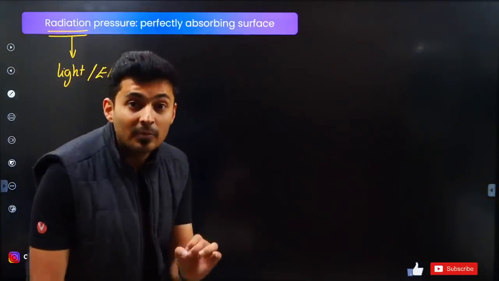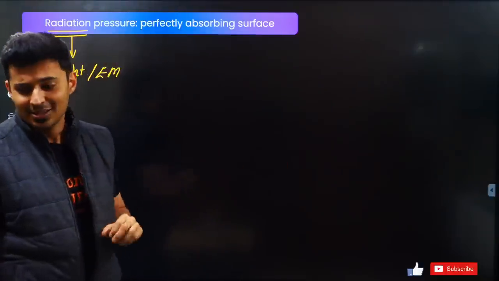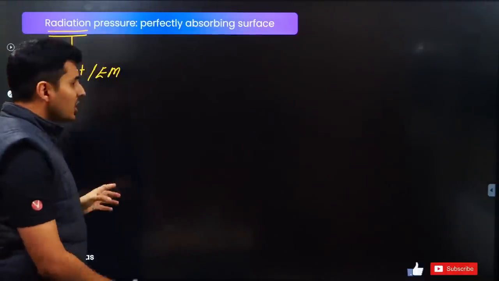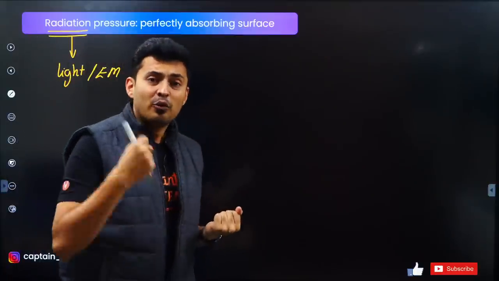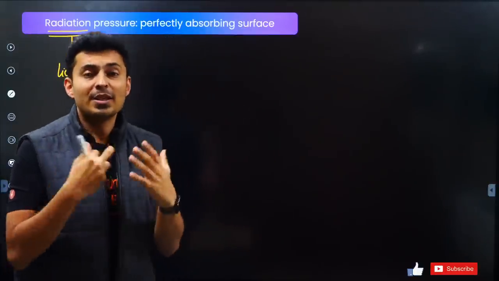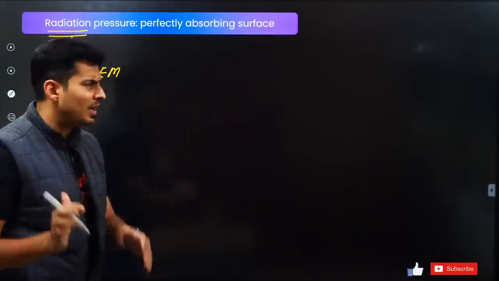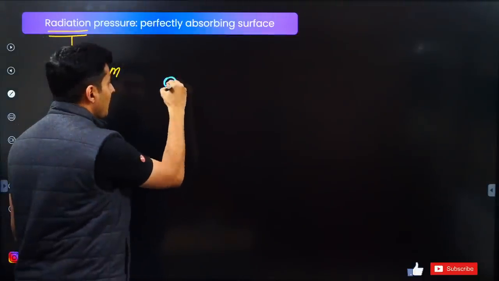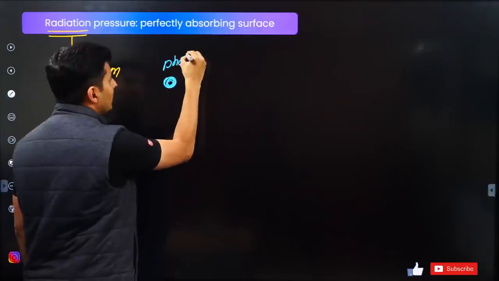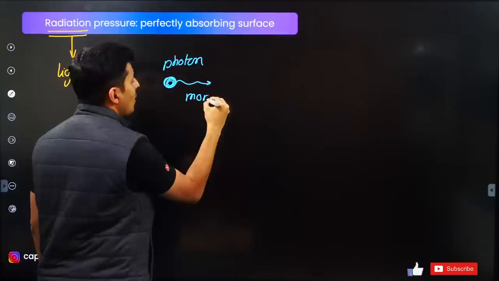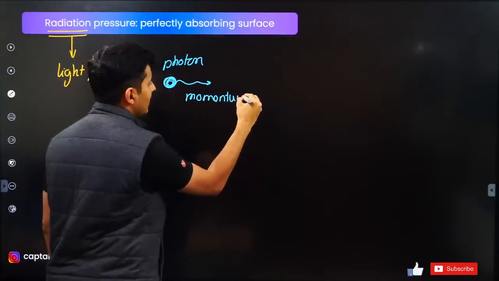So for the atoms, that pressure also matters. I hope this is clear. So there is pressure, or there is basically force on atomic level which you can experience. Now, why is this force or why is this pressure there? Simple fact. Imagine this was a photon. Does a photon have momentum? Yes, it does have momentum.